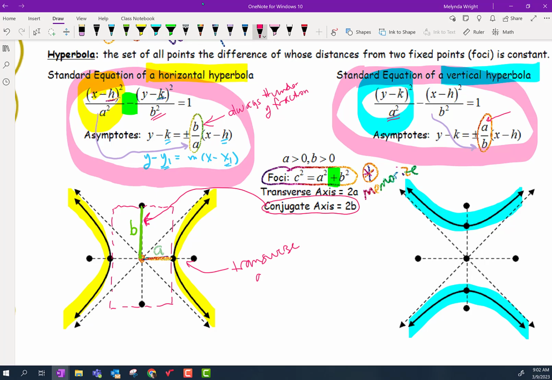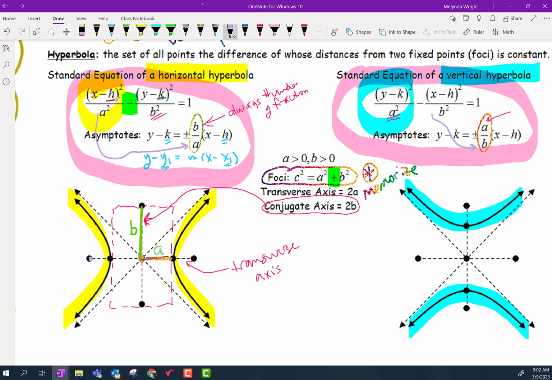Those are just the names. The transverse axis is the axis that the hyperbola pieces rest on. And the conjugate axis is the alternate axis. The last letter is C.